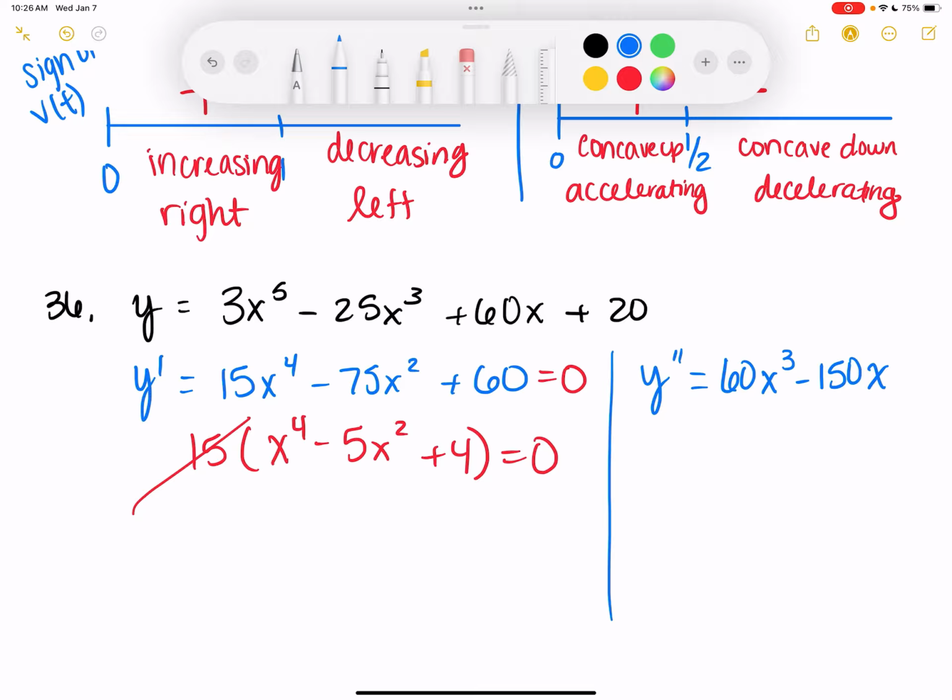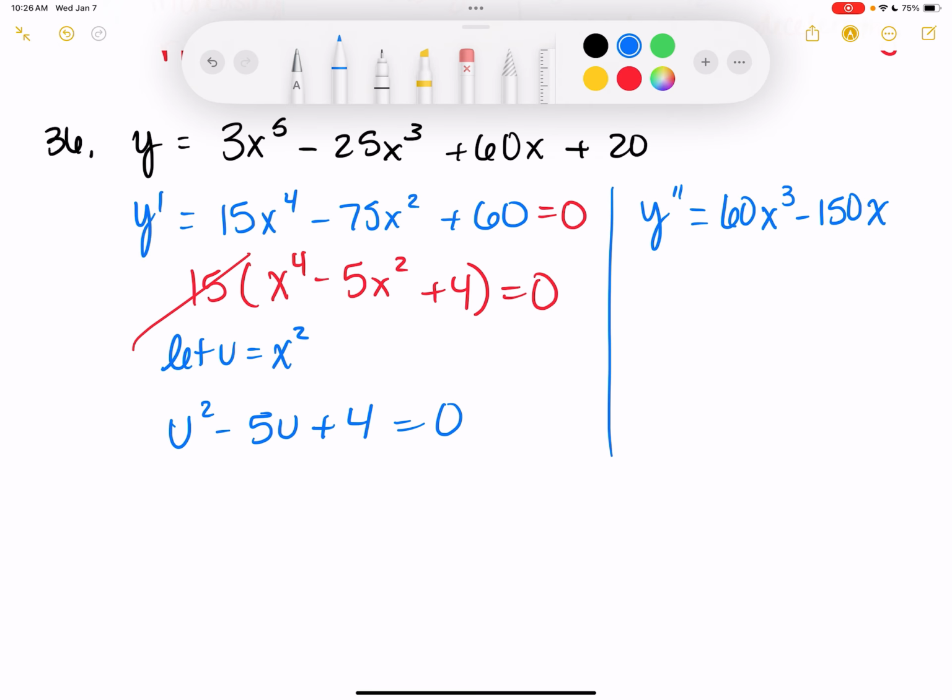But essentially, I'm just going to say let U equal x squared. And then I'm going to rewrite this equation in terms of u's instead of x's. So I'll have u squared minus 5u plus 4 is equal to 0. And then I can factor this. Once it's factored, I have to plug x squared back in for u. But it just makes life a little bit easier to visualize it, especially with factoring.